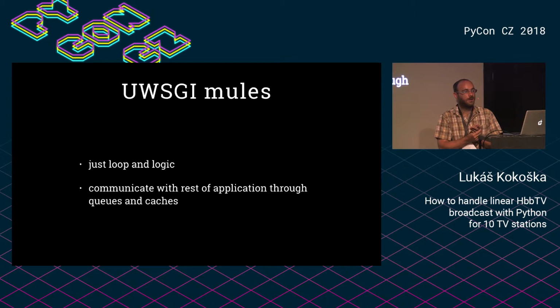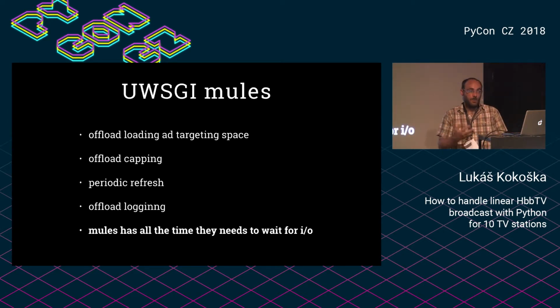Mules, we are using them. A mule is just a code or script that runs in the uWSGI environment. You have the loop and you handle the logic. You can communicate with the rest of the application through queues, caches, and other shared memory objects uWSGI provides. Why mules? Because we can offload loading targeting space, we can offload capping, we can offload logging, and so on.